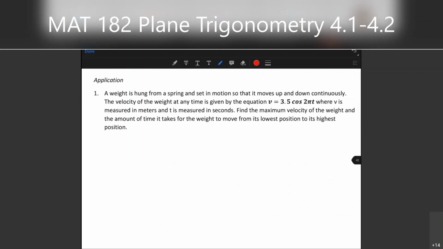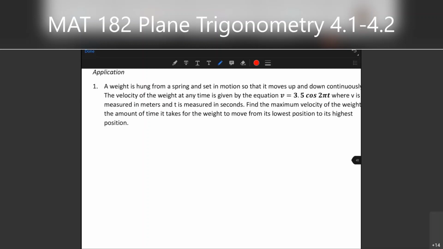So let's take a look at number 1. A weight is hung from a spring and set in motion so that it moves up and down continuously. The velocity of the weight at any time is given by the equation v is equal to 3.5 cosine 2 pi t, where v is measured in meters and t is measured in seconds. Find the maximum velocity of the weight and the amount of time it takes for the weight to move from its lowest position to its highest position.